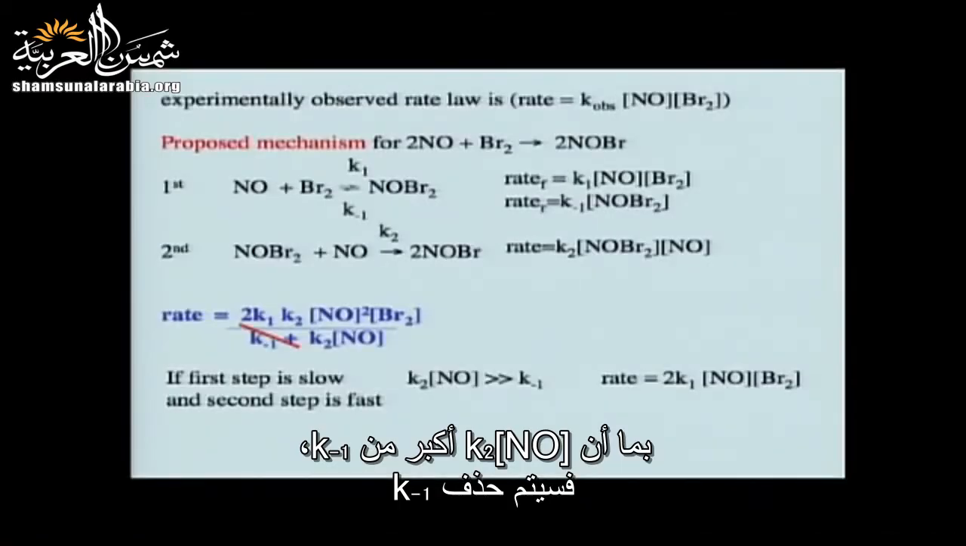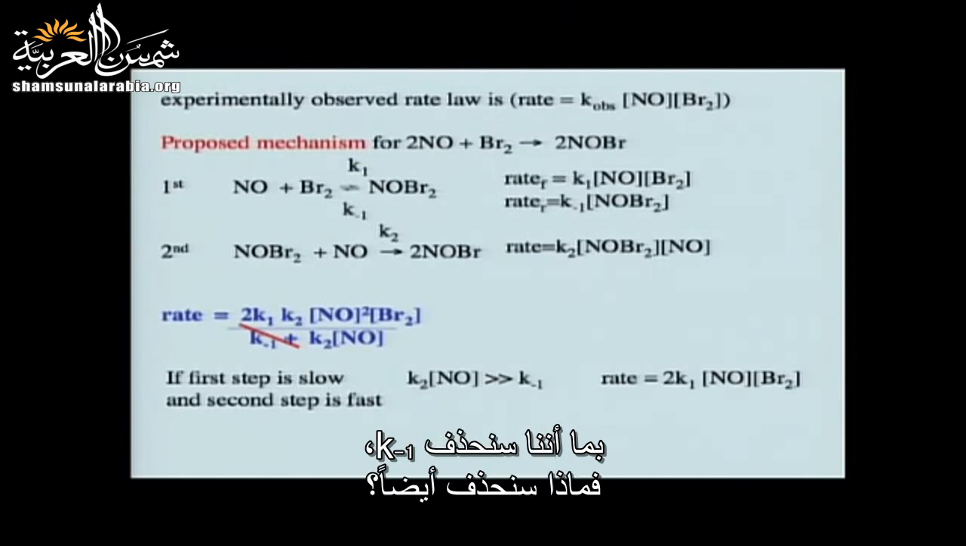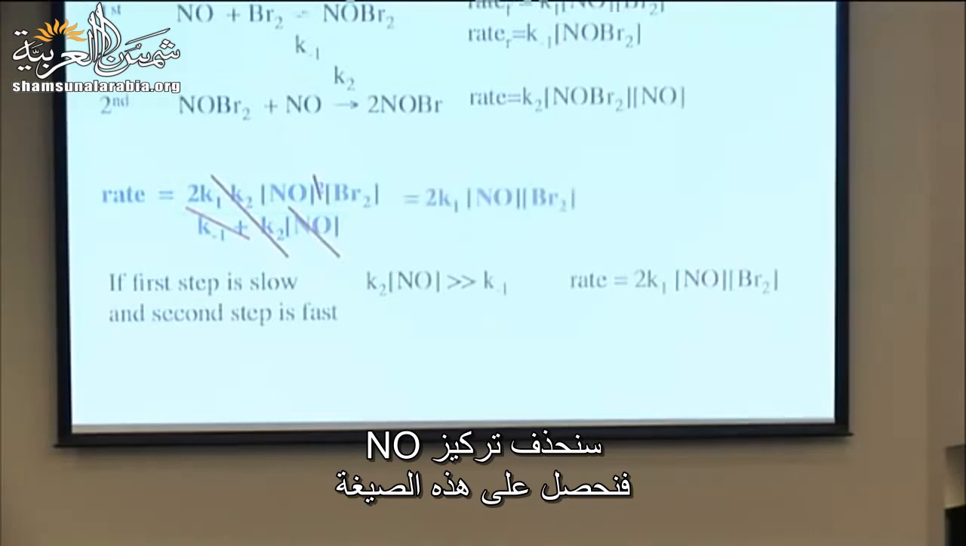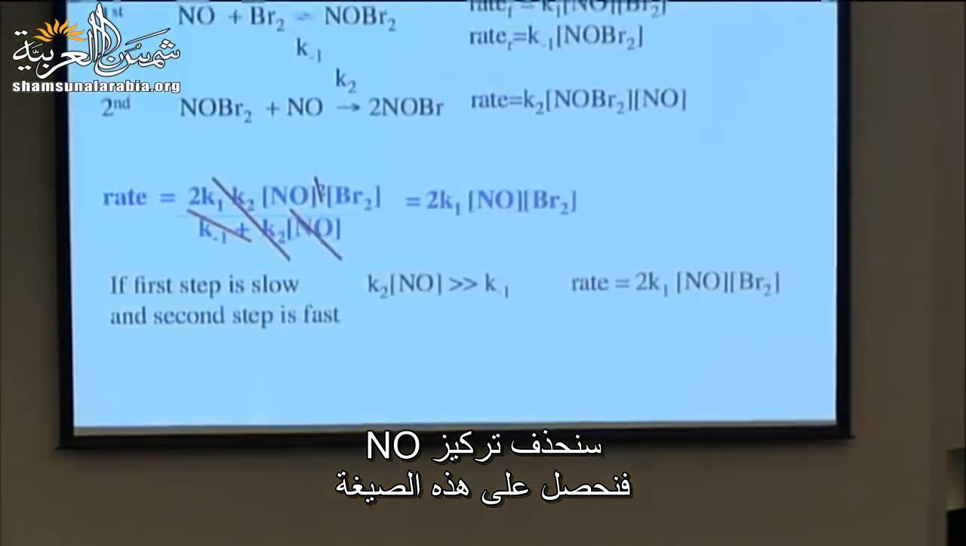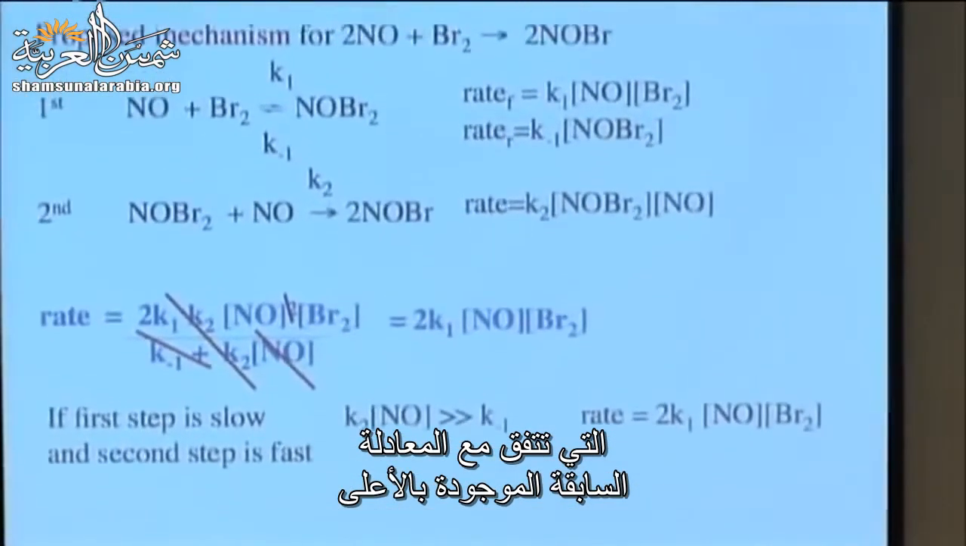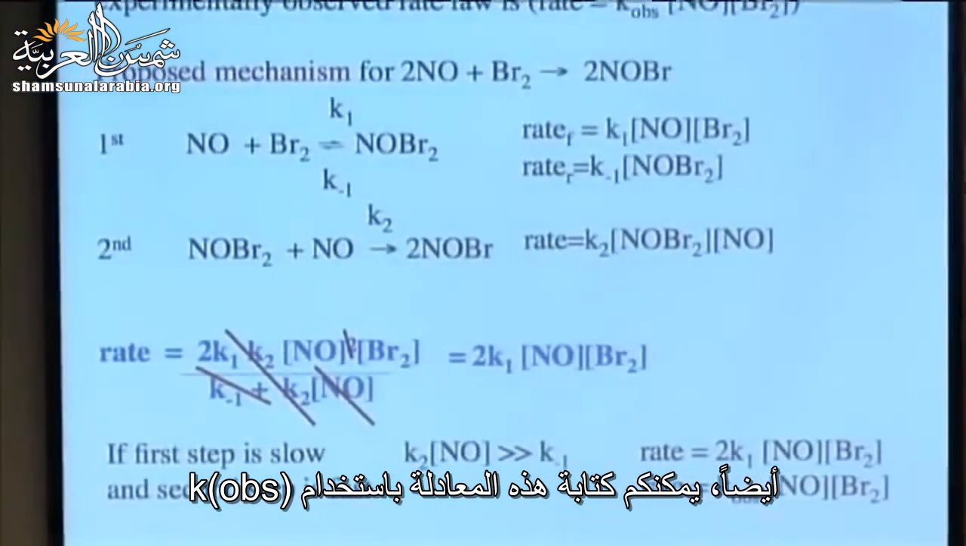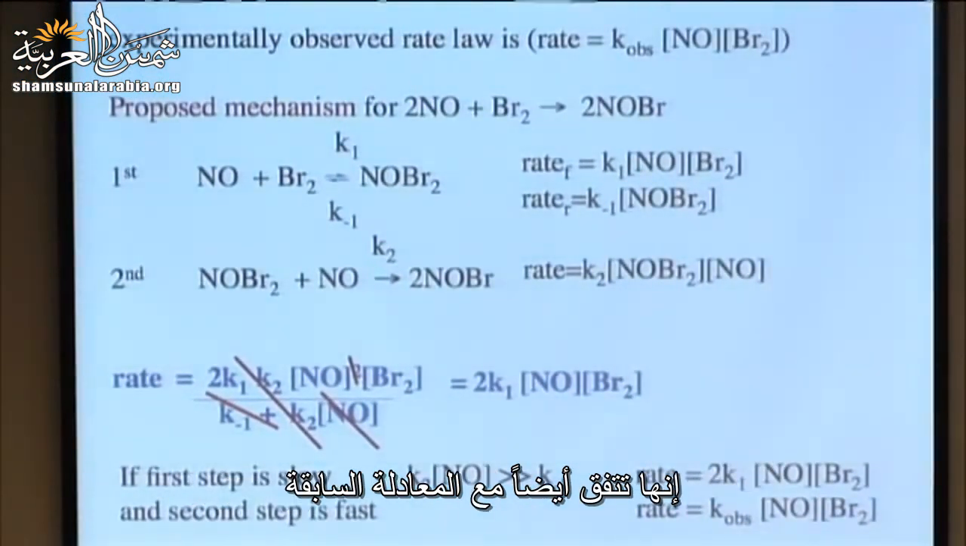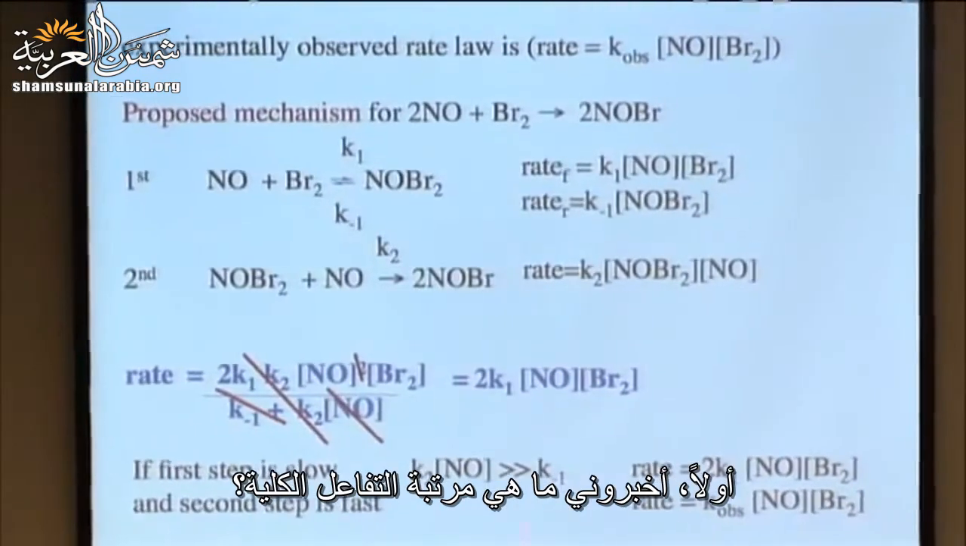If this is much bigger than this term, that cancels out. If that cancels out, what else cancels? K2 also cancels. And what else cancels? K minus 1 and NO cancel, giving you this expression. And that is consistent with the answer up there. So you could also see that as the K observed. So that's consistent. And let's first tell me the overall order.